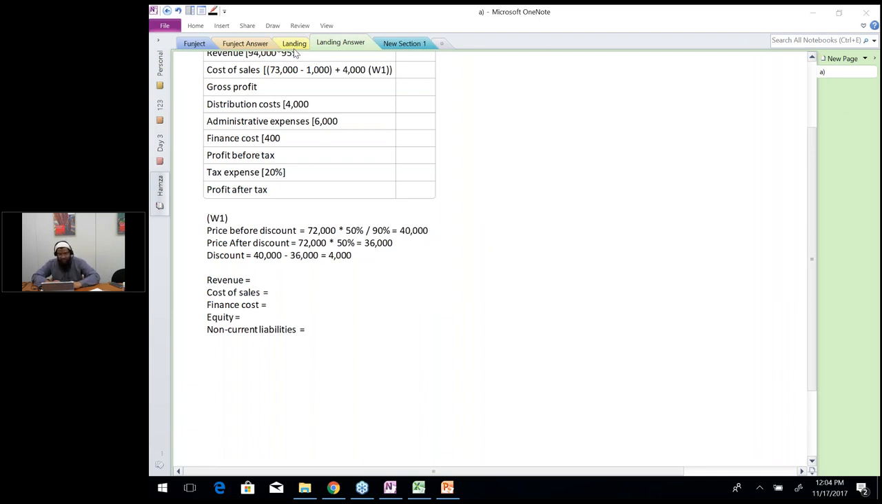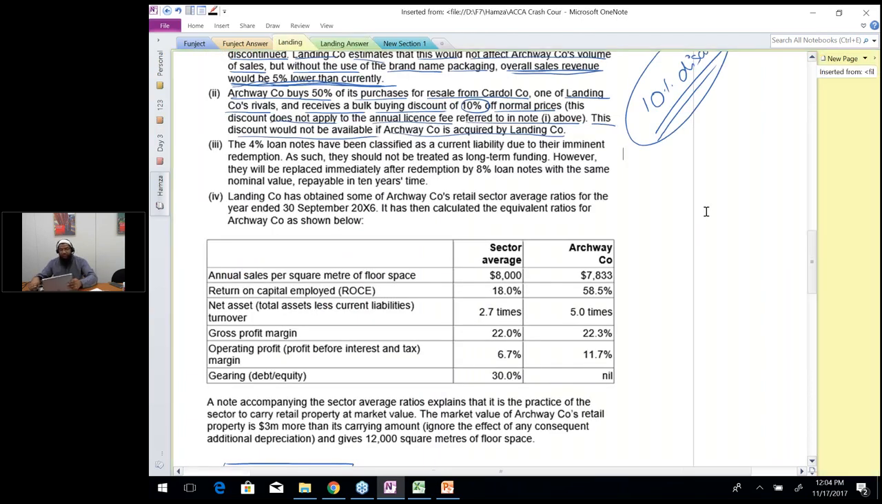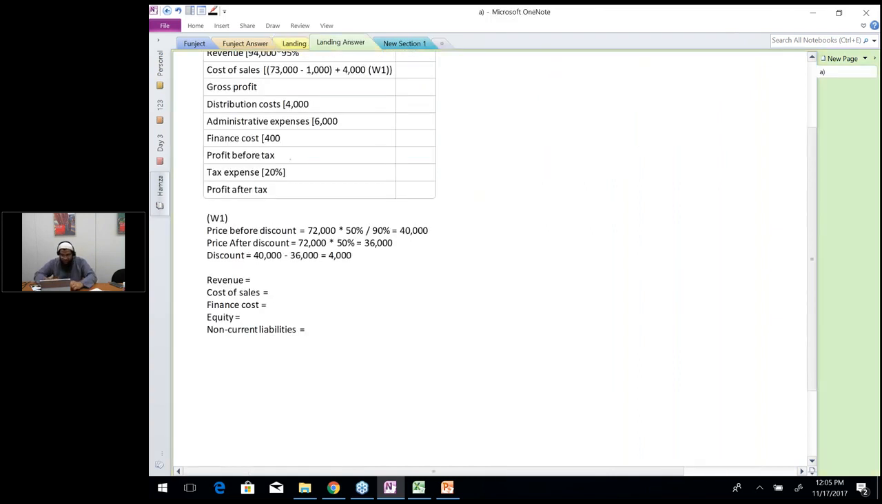Okay, now we have added the discount of 4,000, and now let's move back towards adjustment number 3, where the question says that the 4% loan notes have been classified as a current liability due to their imminent redemption. Imminent means immediate redemption, near redemption. As such, they should not be treated as long-term funding. However, they will be replaced immediately after redemption by 8% loan notes with the same nominal value repayable in 10 years' time. So the interest rate would increase from 4 to 8, and the interest cost will be doubled. So I would say that the finance cost will increase by 400, and this would become the interest cost of 800. So the finance cost will actually be doubled from 4% to 8%.